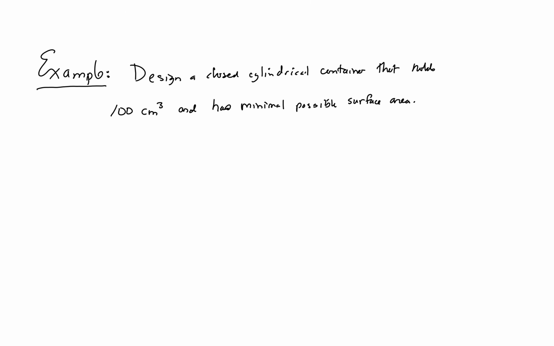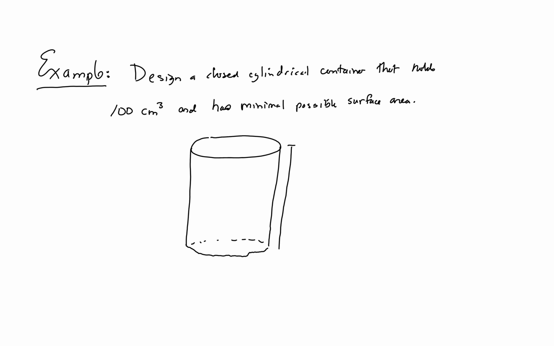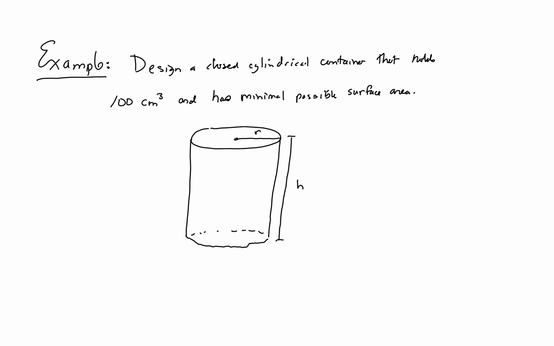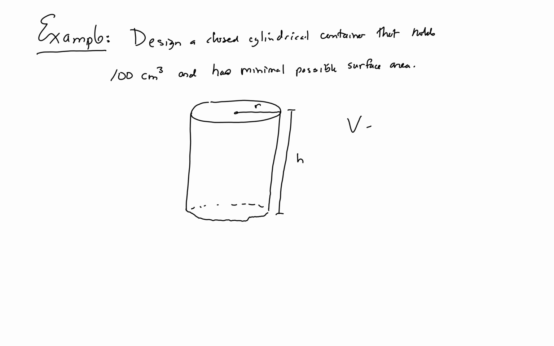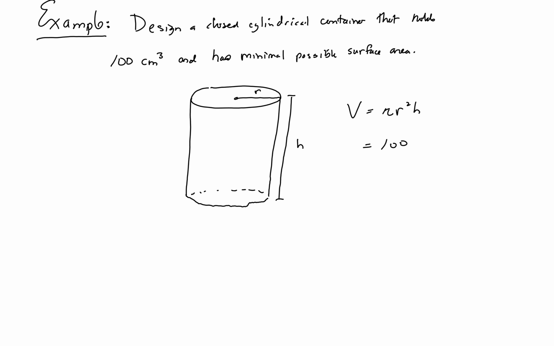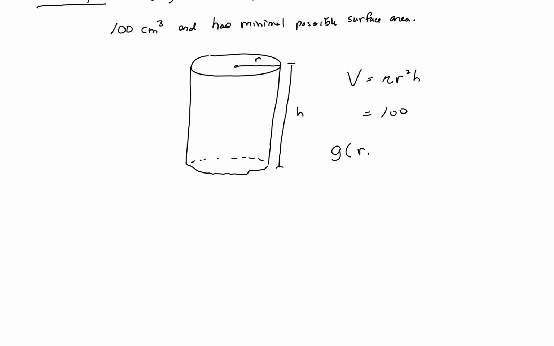So if we think about what we have here, let's draw our container. And we'll give this a height of h and a radius of r. So that means the volume of this is pi r squared h, and I want that to be equal to 100. So that's going to be my constraint equation. So this is going to be pi r squared h, and that should be equal to 100.